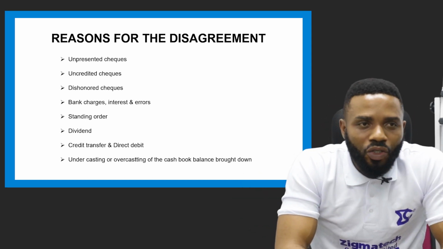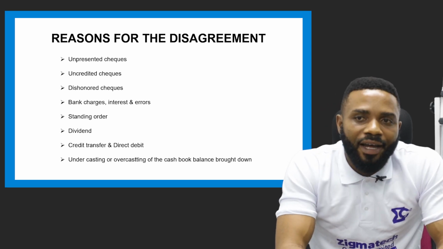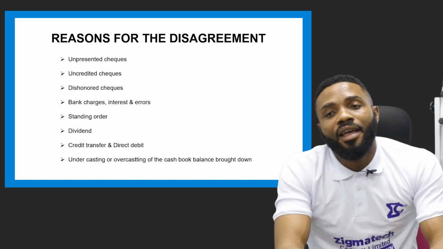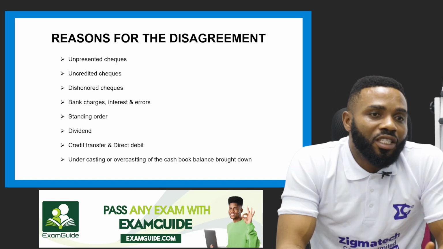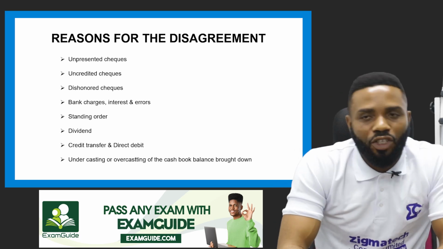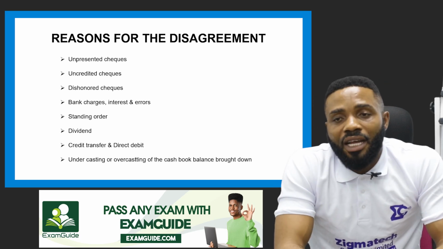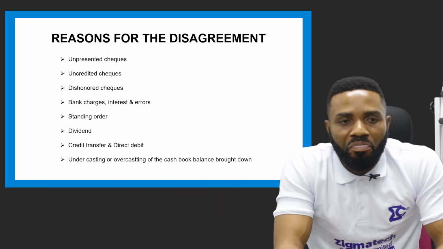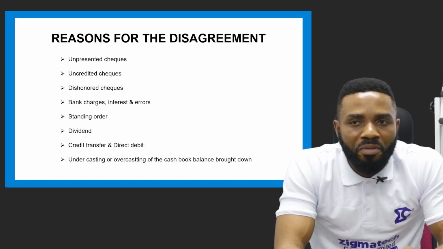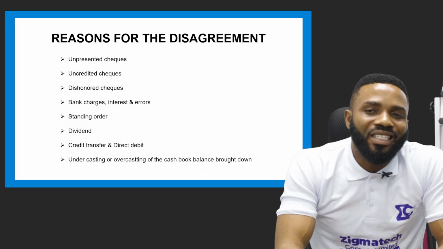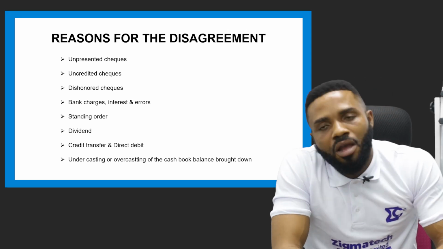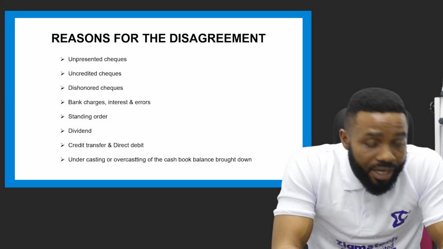And then the second to the last is what we call credit transfer and direct debit. Credit transfer is when you make transactions online and then you are credited. Money is paid straight into your account. It will also make your bank account higher than your cash book. While direct debit is when you make payment online. You buy items from Jumia, Konga. Once you input your necessary information, money will be deducted from your account. So this will also contribute to the discrepancies between the cash book and the bank statement.